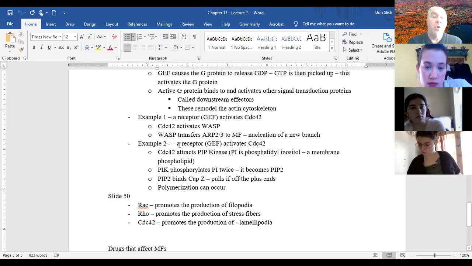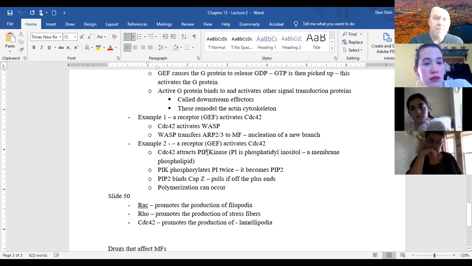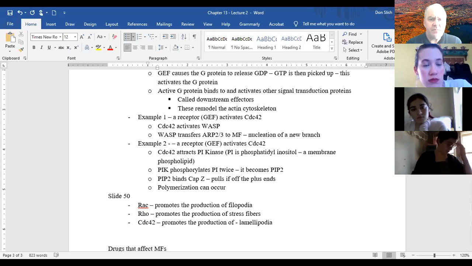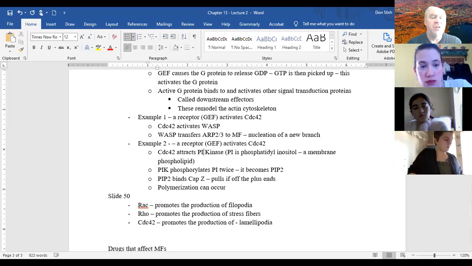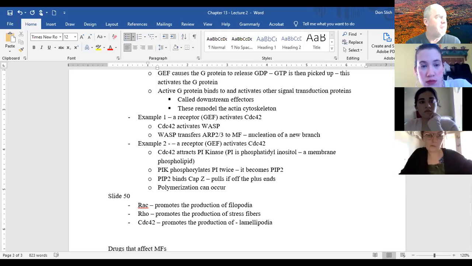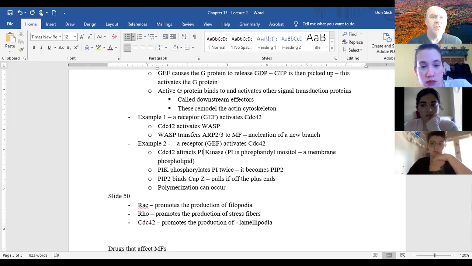Another example, more complicated, is your receptor activates something like CDC42 again. That activates a protein called PI kinase. And PI is phosphatidylinositol. That's a membrane phospholipid. Something like 5% of all the phospholipids in cells are PI. You also have PS, PE, and PC. So PI is just another membrane phospholipid sitting around.